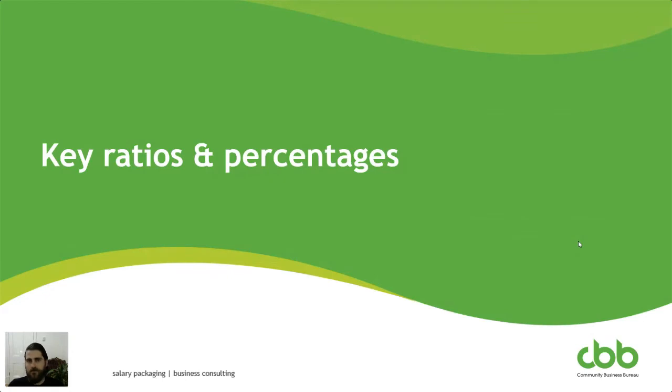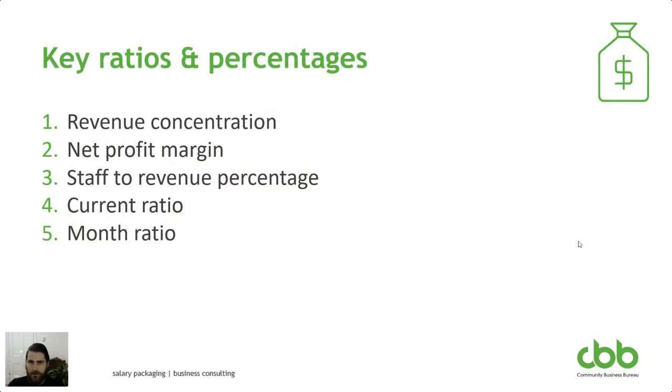So key ratios and percentages. There are 1,001 different ratios and percentages that you could, of course, calculate in your financials. The question is, what are some of the key ones that you may want to look at? So here we have 5 things to look at. The first being revenue concentration, the second being net profit margin, staff to revenue percentage, current ratio, and the month ratio.